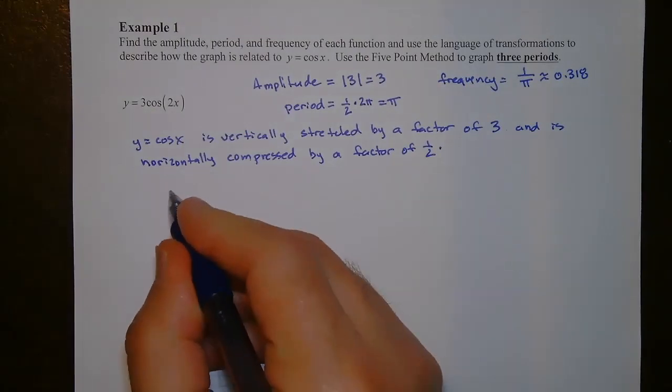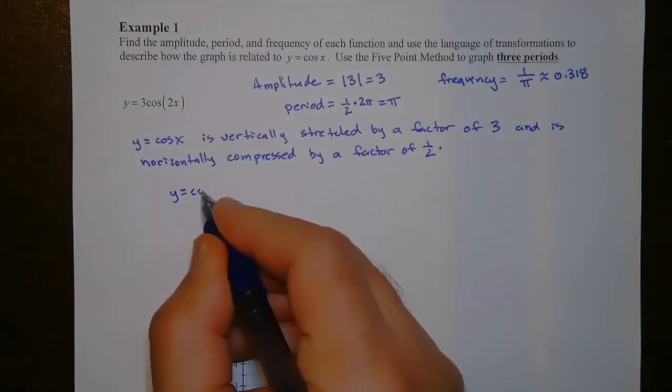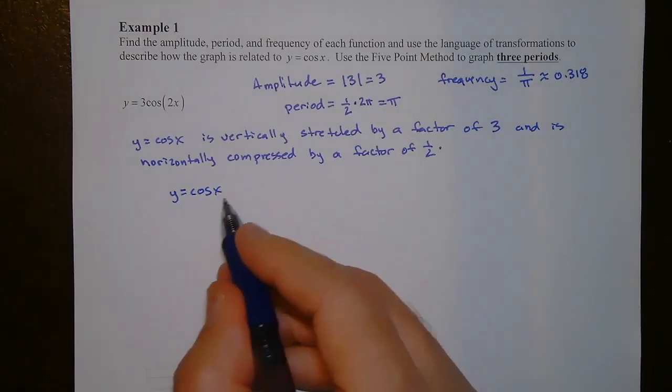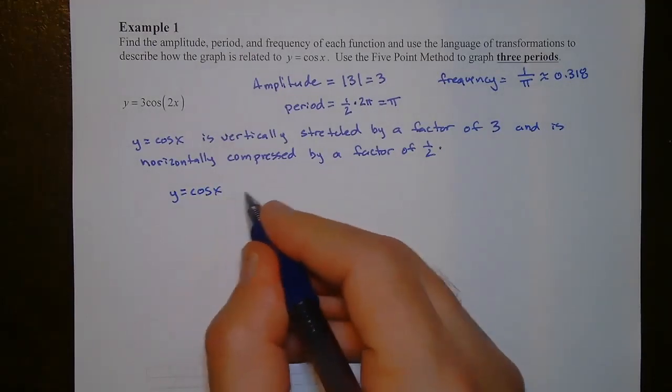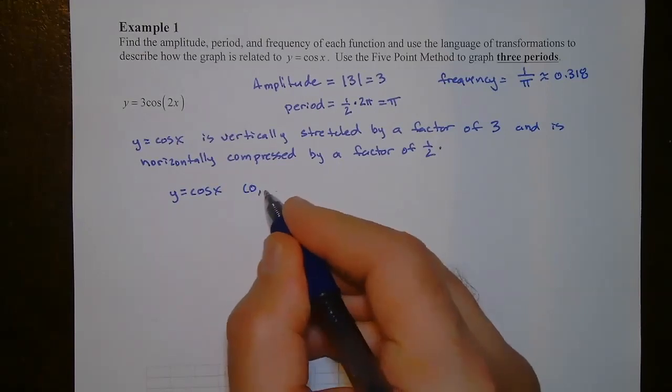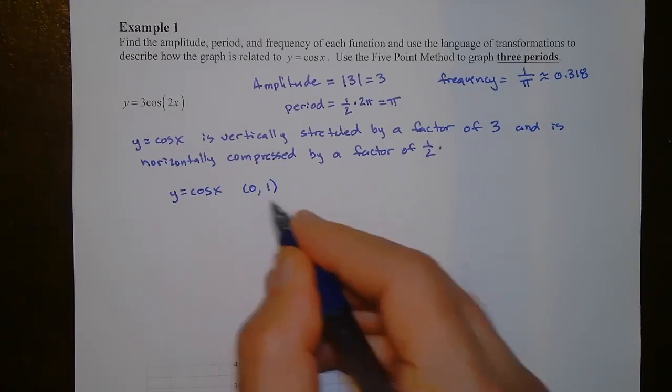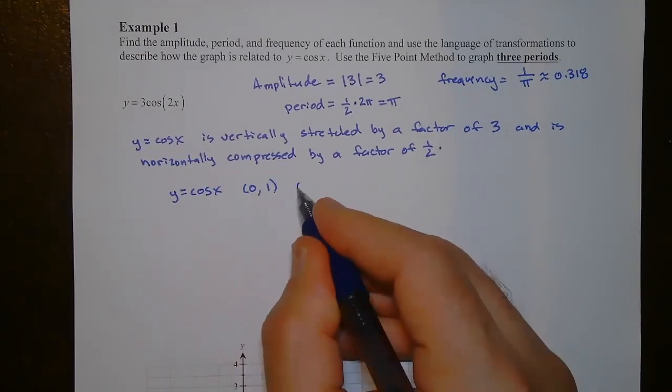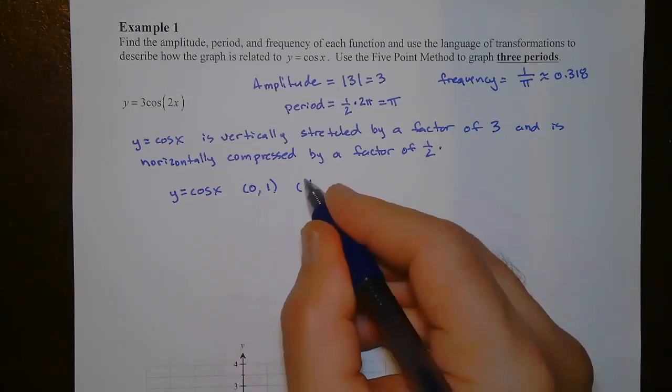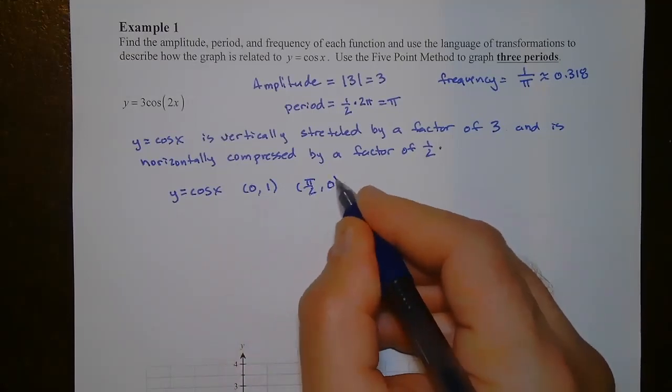Okay, so now we're gonna list the 5 points for cosine. So y equals cosine of x, and for y equals cosine x when the angle is 0, the y coordinate is 1. This is the parent function. And then we move to a quarter turn, so that'd be pi over 2, and that'd be 0.